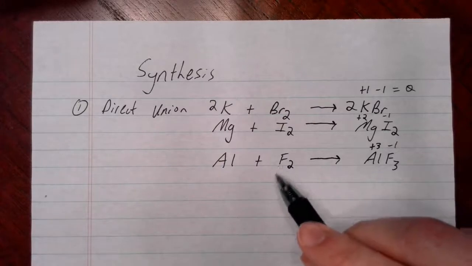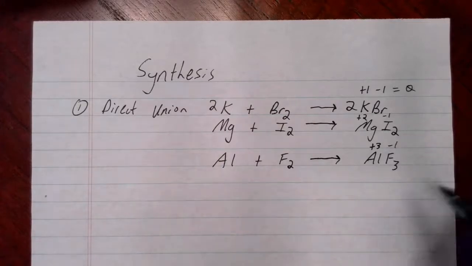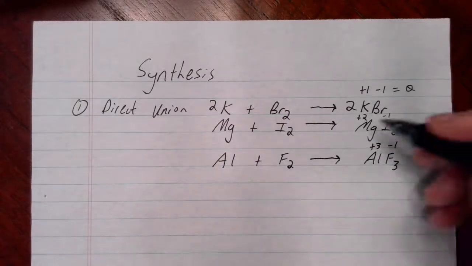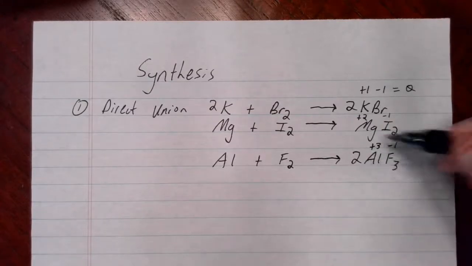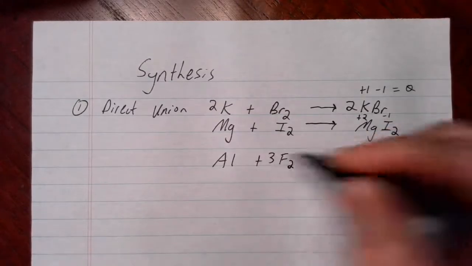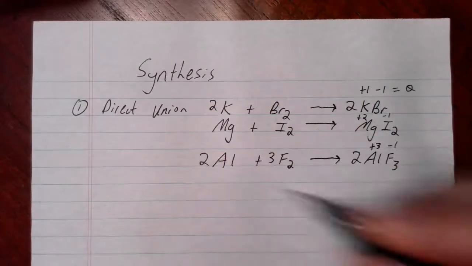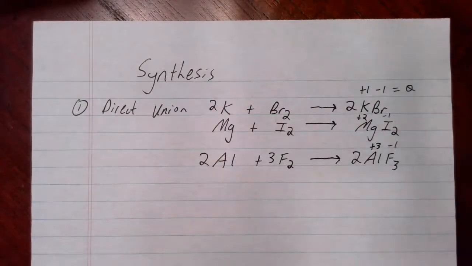So I have 2 over here and 3 over here. One's even, one's odd, so I need to make the odd one even so I can balance it out. So now I have 6 fluorines, so I need to put a 3 here, now I have 2 aluminums, now I'm all balanced. So I know I said earlier we never could use subscripts to balance reactions.